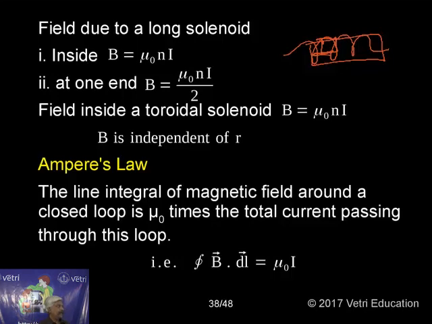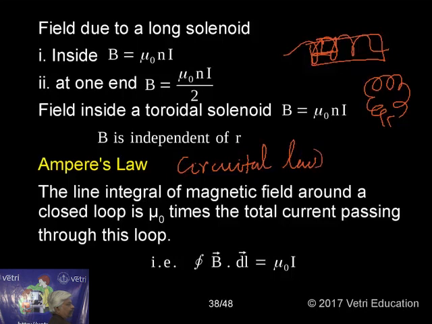Field inside a toroidal solenoid: mu naught n I. Toroid, just now I said, is the solenoid wound like that. That is called a toroid. For the toroid, B is equal to mu naught n I, the same formula. B is independent of R. That is the thing we have to understand. Field due to a long solenoid, mu naught n I, don't forget it. Then Ampere's law, or otherwise called Ampere circuital law. In our book it is called Ampere's law or Ampere circuital law.